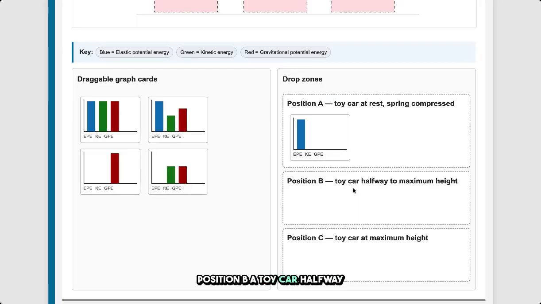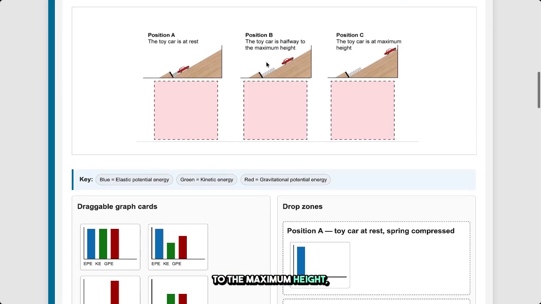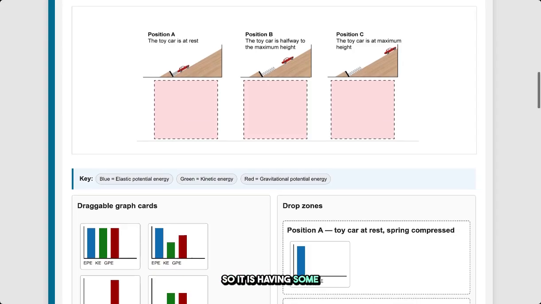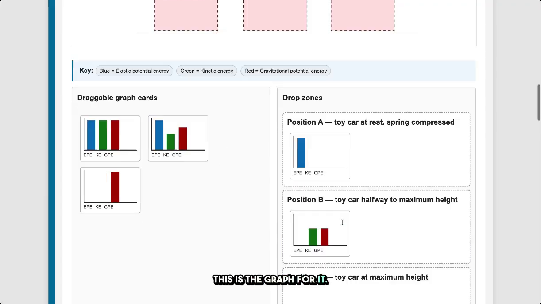Position B, the toy car is halfway to the maximum height. Now when it is halfway, the spring is completely free, so there is no elastic potential energy. It has some speed and some height, so it has kinetic energy and some gravitational potential energy. This is the graph for it.